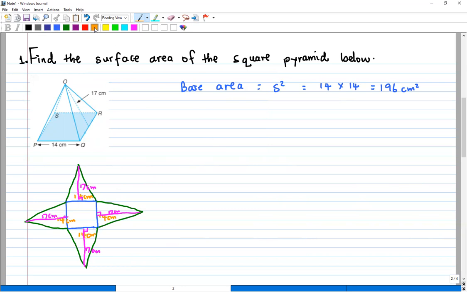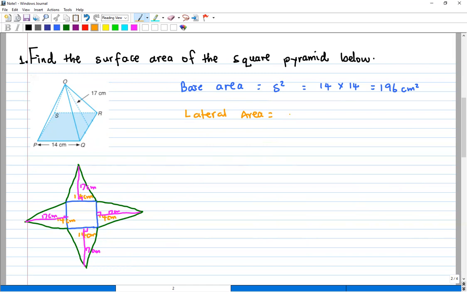Now, after that, we need to find what we call the lateral area. Remember, I told you what we call the lateral faces. So the lateral area will be the area of all of these triangles. But then we need to first get the area of one triangle.